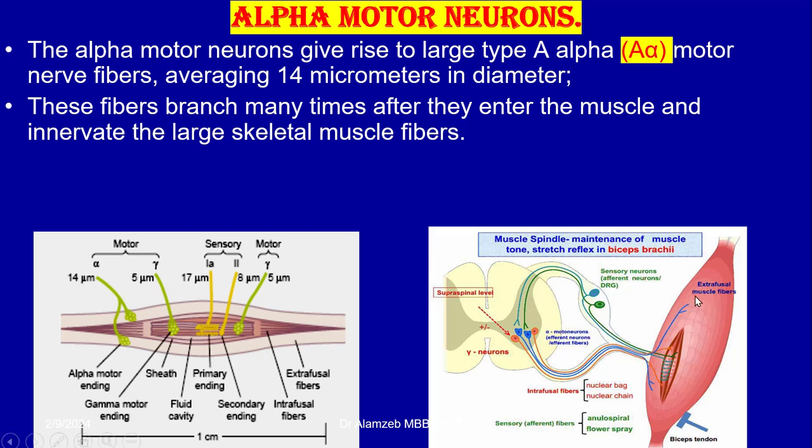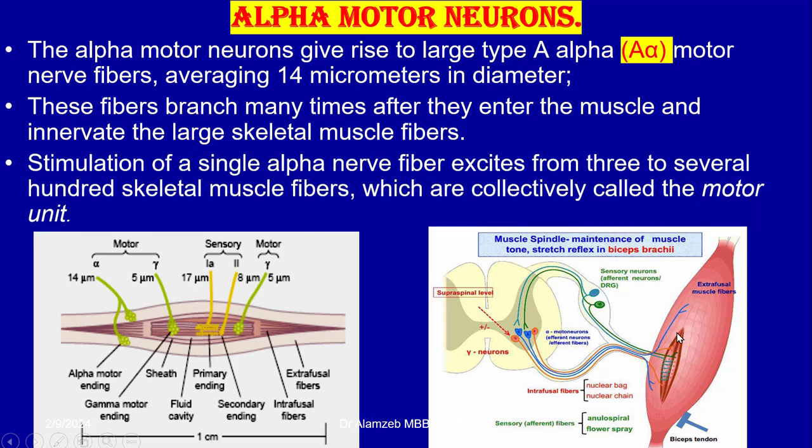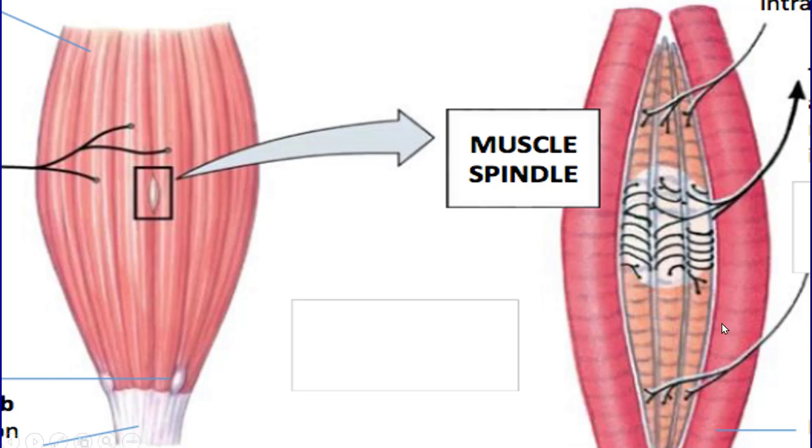Stimulation of a single alpha neuron fiber excites from 3 to several hundred skeletal muscle fibers, which are collectively called the motor unit. When one neuron is stimulated, it can stimulate several hundred skeletal muscle fibers, and this is called the motor unit. These are the extrafusal or large muscle fibers, and this is a muscle spindle, a receptor which is present in the muscle belly, and these are the small muscle fibers. So the large muscle fibers are supplied or innervated by the A alpha fiber.